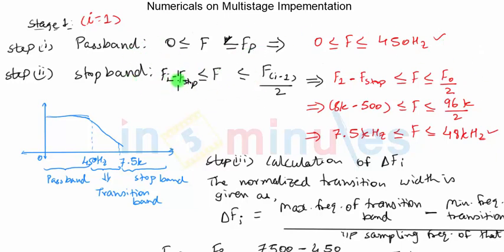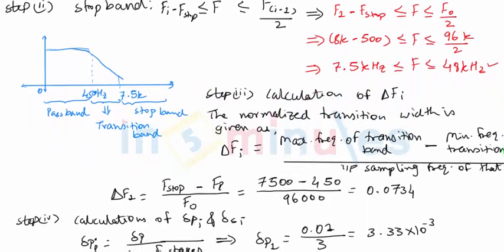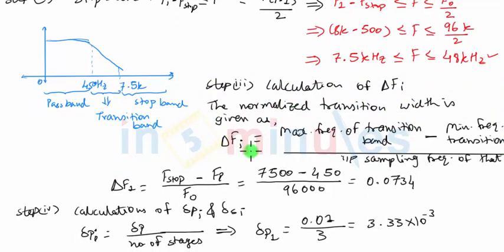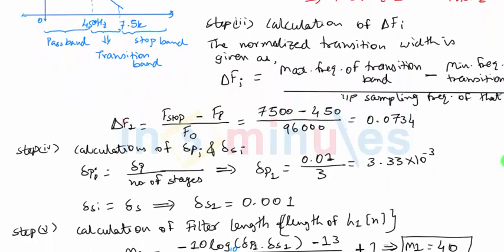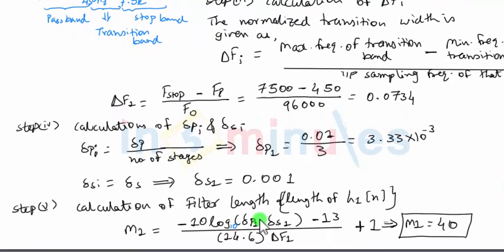It will now be f2 minus f stop less than or equal to f, less than or equal to f1 by 2. So you will calculate the new stop band, you will define the transition band, you will calculate the normalized transition width as per the values of fp and f stop that you get for that current stage. And finally, delta p2 will be exactly same as delta p1 because the formula does not depend upon i. Delta s2 will be same as delta s. When you put the values here, you will get the value of m2.